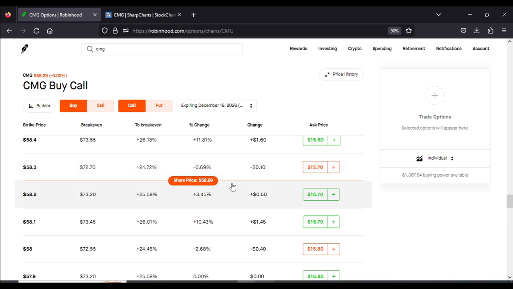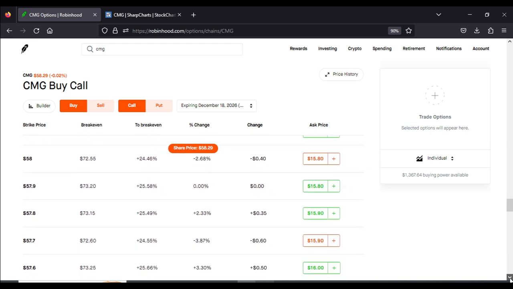Now for this, we're going to select our strike price below the current share price. Can you select a price above the current share price? Yes. But in my opinion, that is gambling. So now we're going to scroll down to the option chain and look to find something that's very appropriate for us.